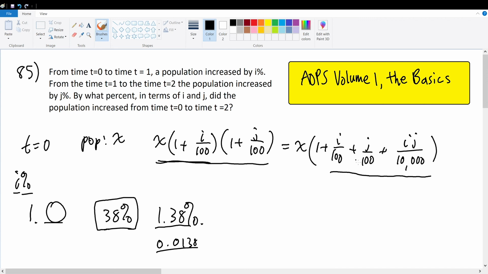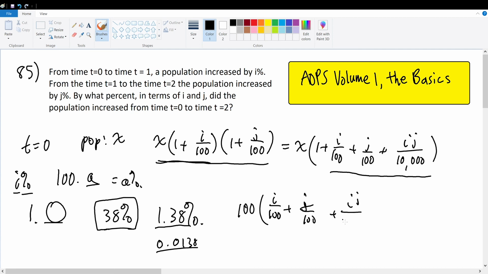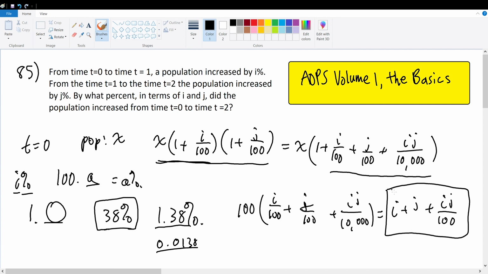But if we want to do this as a percentage, we must remember the percentage definition, which is 100 multiplied by this quantity. Hence, with this definition, the answer to this question will be 100 times (I over 100 plus J over 100 plus IJ over 10,000). If you expand this out and simplify things, it'll come out to be I plus J plus IJ over 100. And that will be the solution to our question, which is the percentage of increase in terms of I and J.